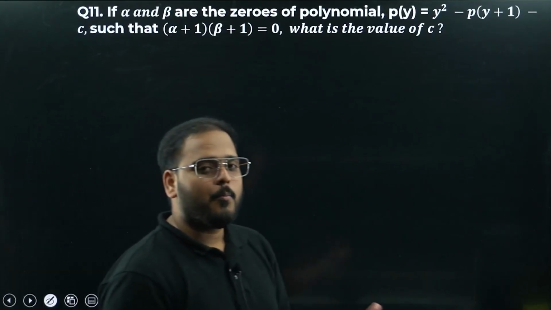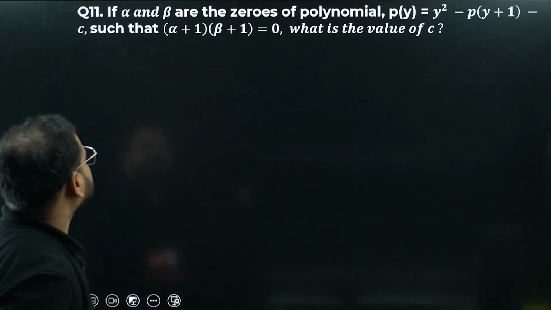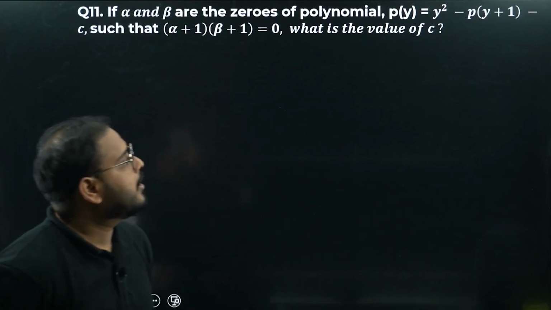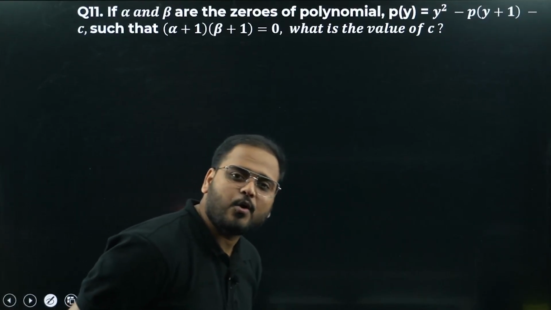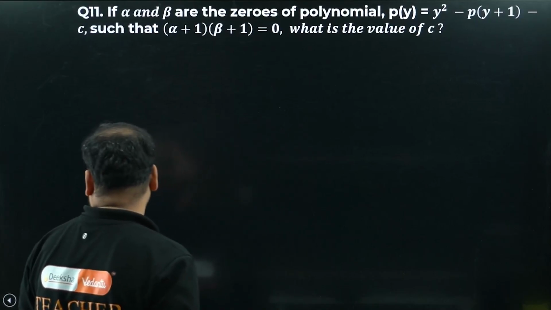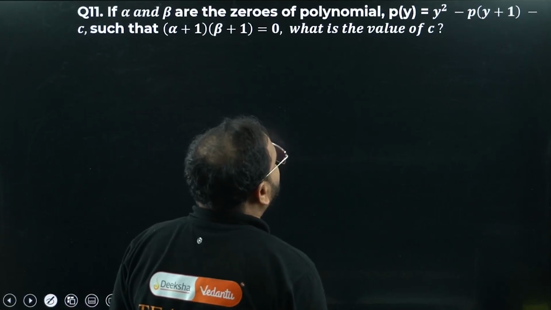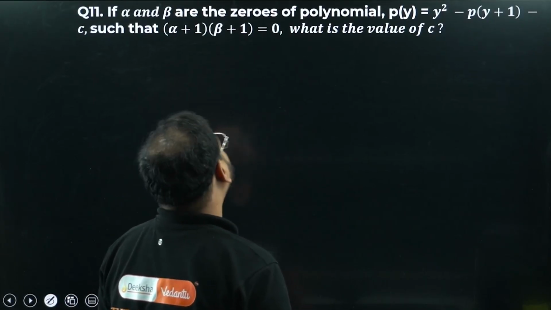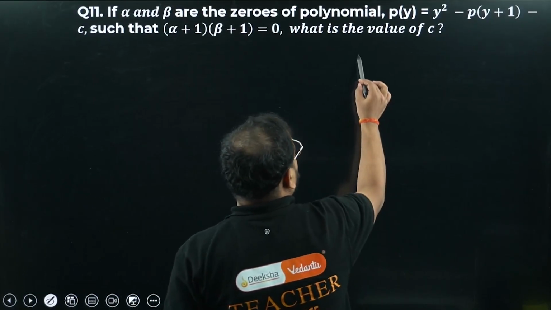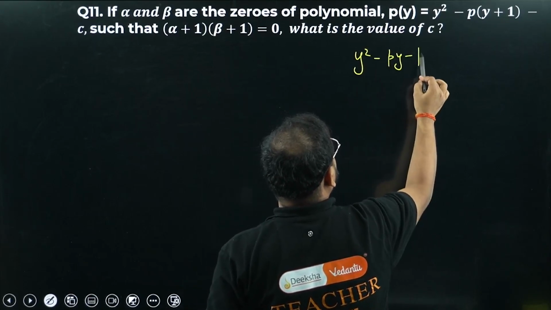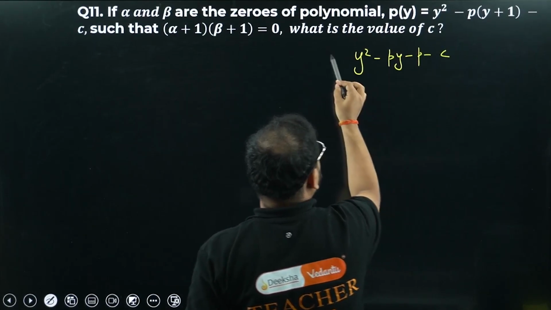Coming back to polynomials again. So if a and b are the zeros of the polynomial p(y), I solved this question, right. I hope all of you got this answer right. p(y) is y square minus py plus 1 minus c. So right here, y square minus py minus p minus c is my polynomial.